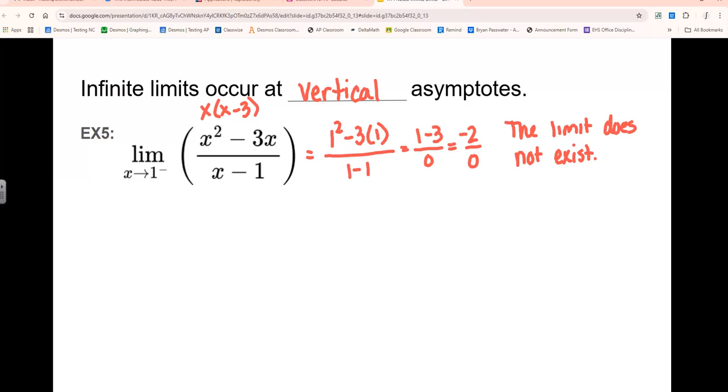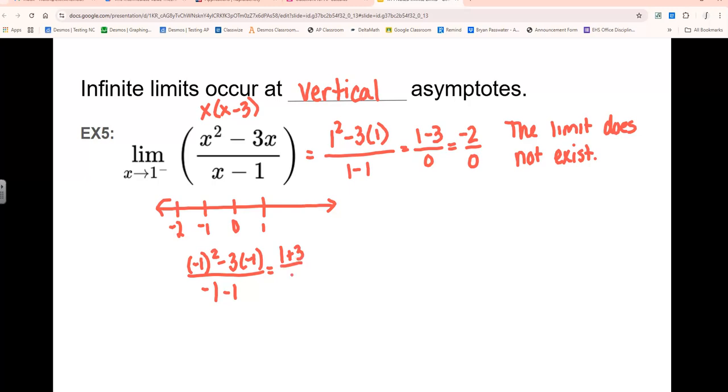However, I'm not going to say I've got a great picture of what something this complicated looks like. So you're approaching 1 from the left. On the number line here, we're approaching 1 from the left. So you've got 0, negative 1, negative 2. I'd probably start with negative 1. If I do negative 1 squared minus 3 times negative 1 over negative 1 minus 1, that is going to give me 1 plus 3 over negative 2. So 4 over negative 2, that'll give me negative 2.